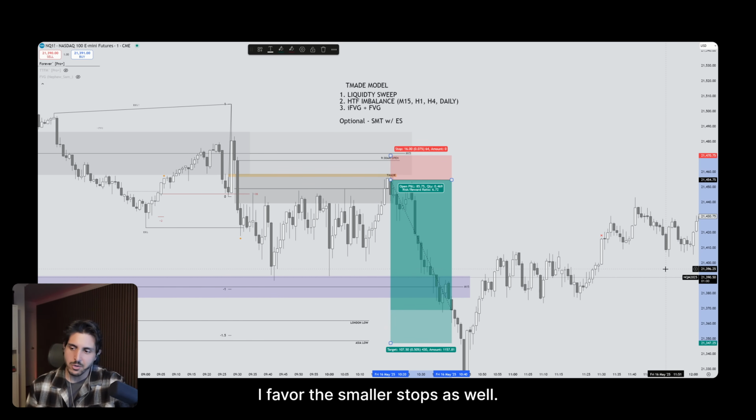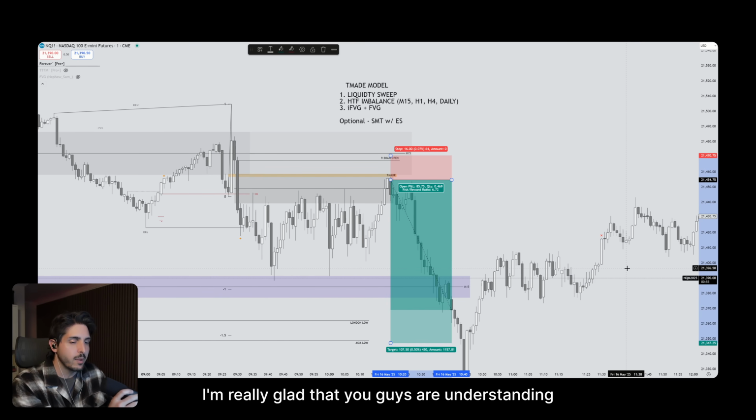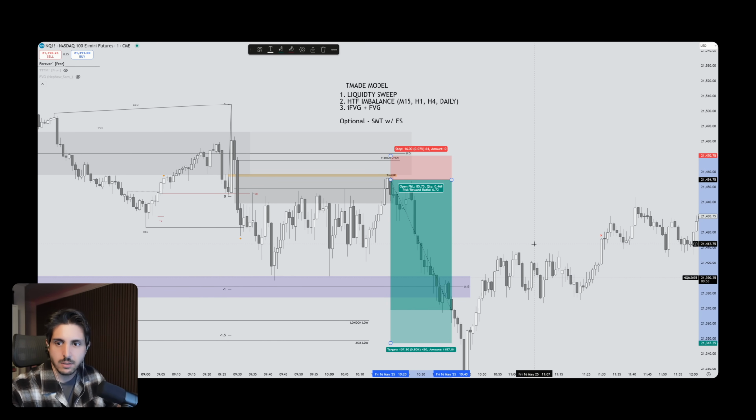Chen. I favor the smaller stops as well, so that totally makes sense to me. Okay, sweet. Well, I'm really glad that you guys are understanding this and that it's clear.